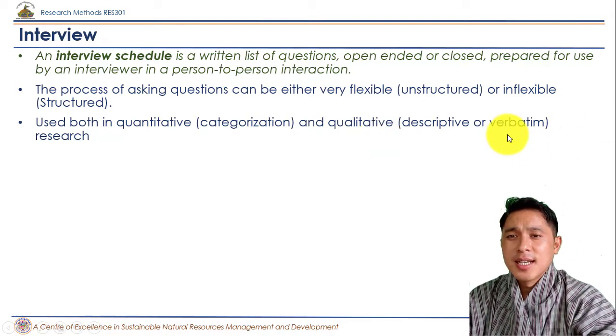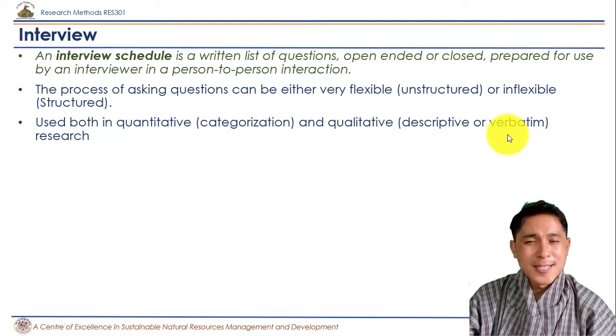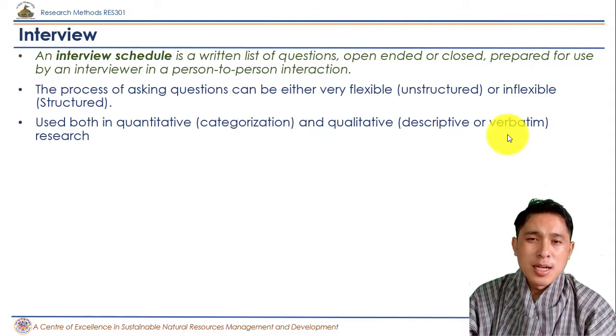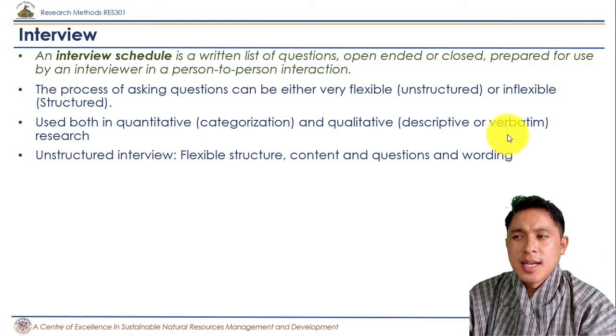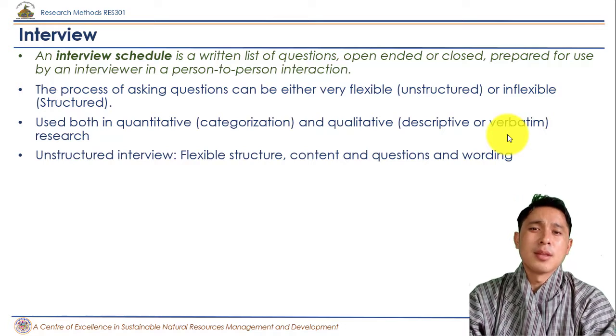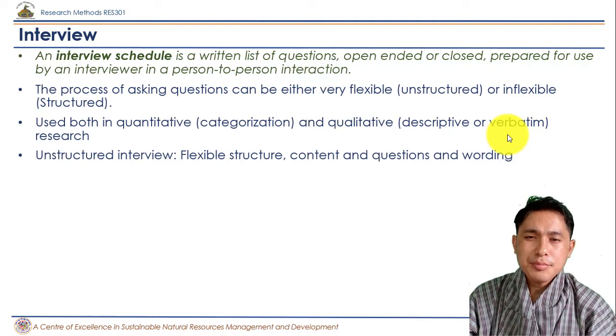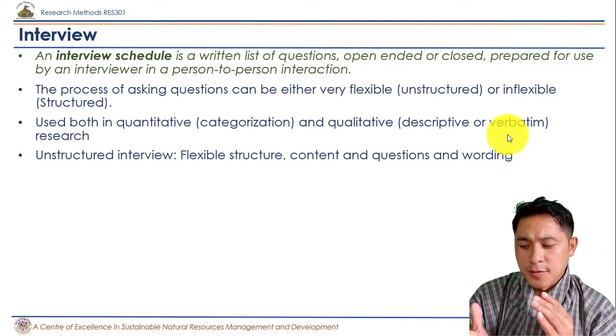Verbatim is the exact words that are being said during the interview by the respondents. You jot down those exact words, and those are basically verbatim. Unstructured interview, like I said, basically has no written, standardized, predetermined structure in terms of four things.